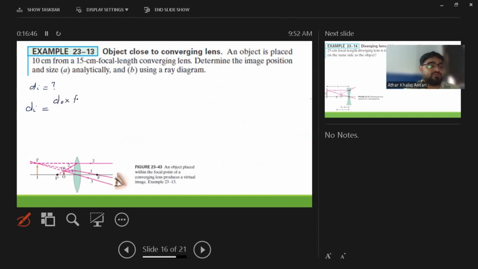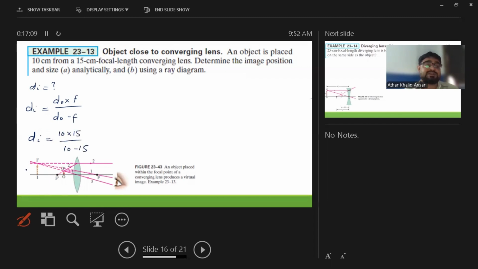DO times F, DO minus F. If you can use only 1 over F, 1 over DI, 1 over DO, it's okay. Yeah, it's the same. So DI is, DO is 10 times 15 over 10 minus 15.